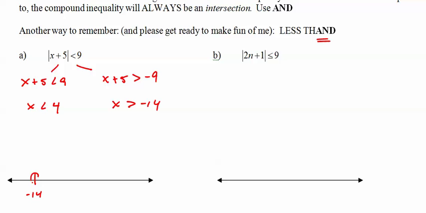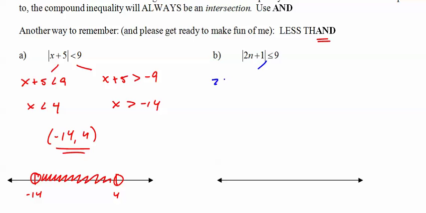-14, open dot, 4, open dot, -14 to 4. Try 0. 0 plus 5 works. Try negative 10. Negative 10 plus 5 is negative 5. The absolute value is 5, which is less than 9. Try 3. 3 plus 5 is 8. It works. Always check it. You just throw some values in and see if it works. If you don't like doing the math, use your calculator. It's not a big deal.